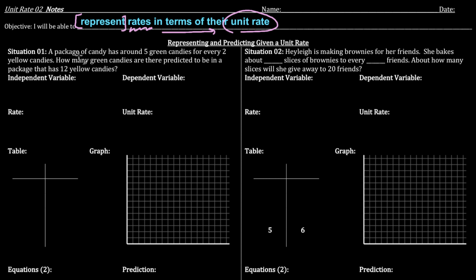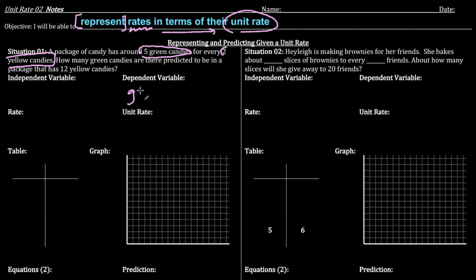So we're talking about two quantities that can change. The number of green candies and the number of yellow candies. So the topic of this, a package of candy has around 5 green candies, this is like our topic. You'll know what I mean. You'll start to catch on. I don't want to make it overly complicated, even though this isn't exactly the most correct way of saying it.